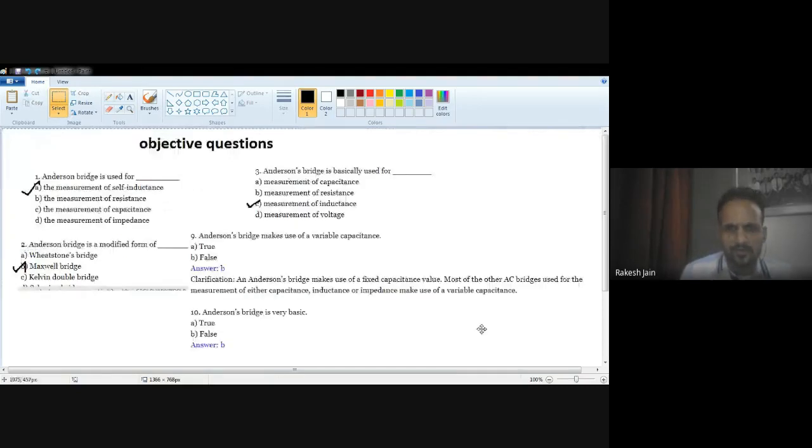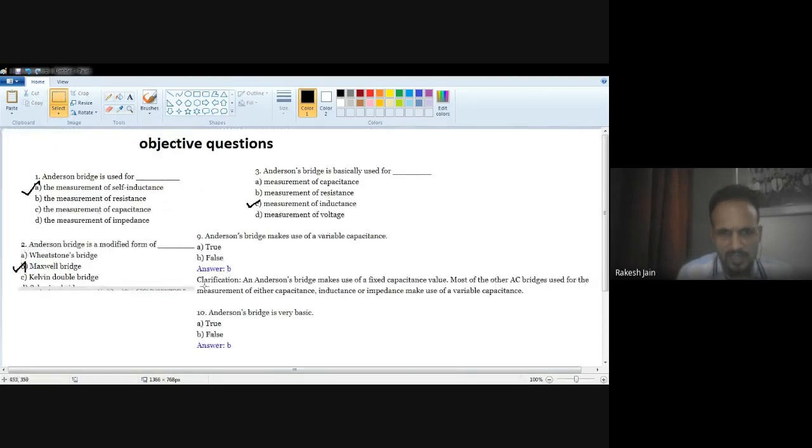Now Anderson bridge true and false kind of conditions. I just removed the answers and we will provide the answer on the basis of our understanding. Anderson bridge makes use of a variable capacitance. No, it will not use a variable capacitor. Instead, it uses a constant capacitor. That's why it is a false condition. Anderson bridge is a very basic bridge. No, it is a special kind of bridge. So it is false. Okay, so these are certain objective questions.